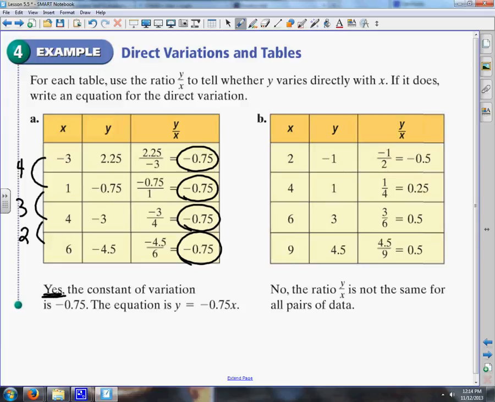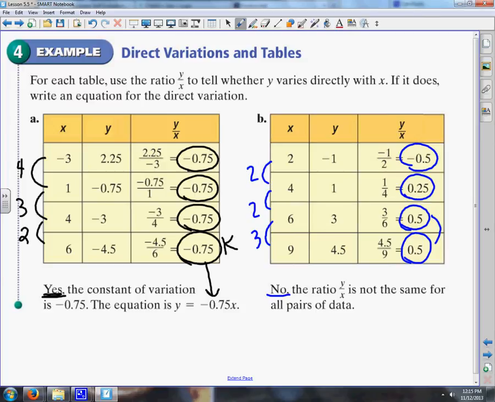The constant of variation is -0.75. The equation is y equals -0.75x. This is your k, your constant. Remember, your constant of variation would go right in for k. Now here, I have 2, 4, 6, and 9. So this goes up by 2, this goes up by 2, this goes up by 3, which really doesn't matter. But then what our outcome was, if I look here, all my numbers are different, except for these two are the same. These are all different, so this is a no. The ratio y to x is not the same for all pairs of data, so it is not a direct variation.